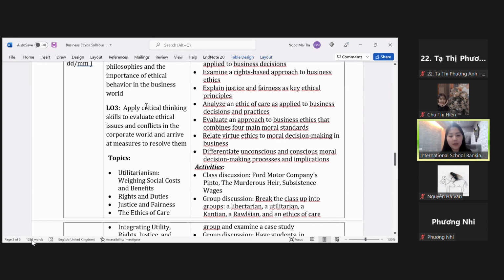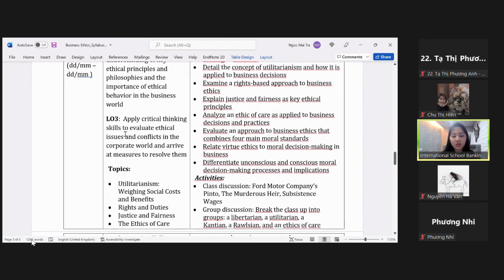We're also going to apply critical thinking skills to evaluate ethical issues and conflicts in the corporate world and arrive at measures to resolve them. We have to use different theories, different foundations, different philosophies to investigate one case, and we are going to evaluate each and every one of these principles in order to choose the one and only optimal one, the best one.